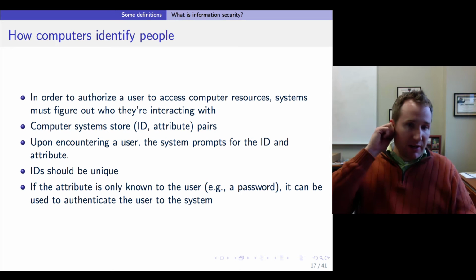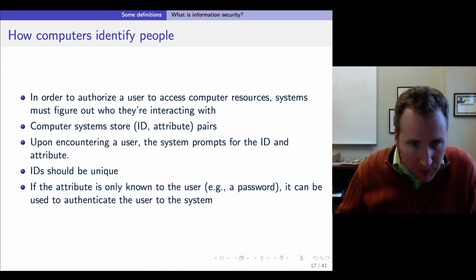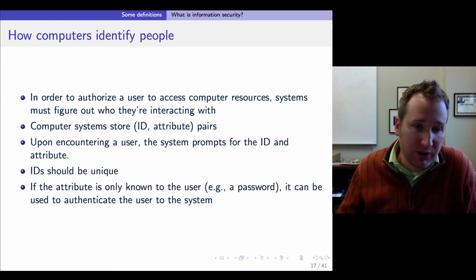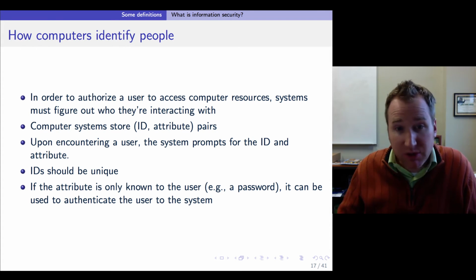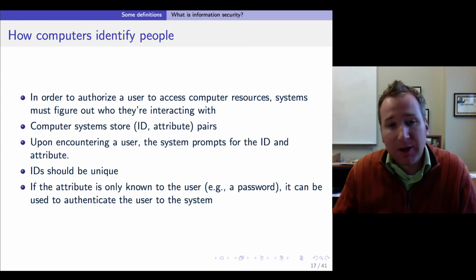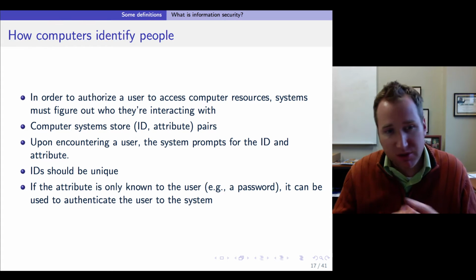So let's dig in a little deeper here. Let's talk about how computers identify people. In order to authorize a user to access computer resources, systems have to figure out who they're interacting with. And computer systems store these ID-attribute pairs, typically in a database, where the claimed identity has an attribute associated with it.